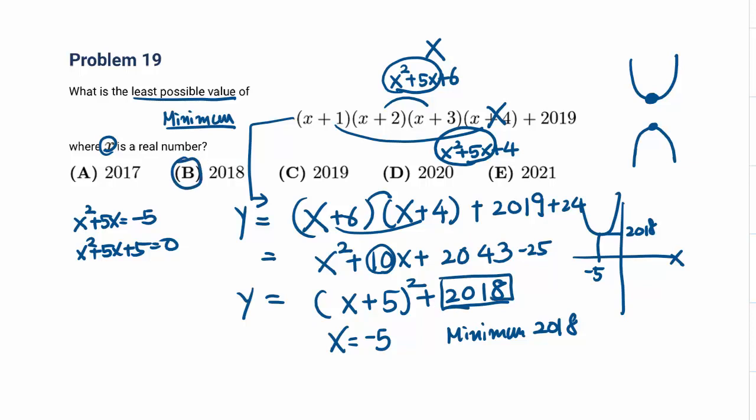The point over here is that to find the minimum or maximum, we need to express it into quadratic form, okay? All right, that's all.